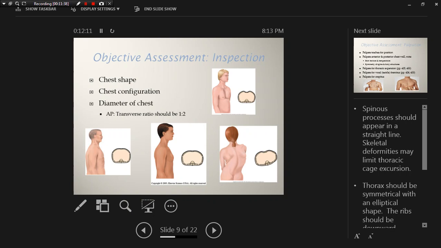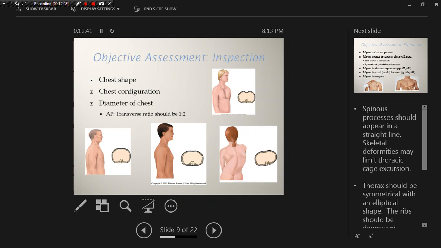An important component to know: a normal diameter of the chest should be 1 to 2, which means if you look at the patient from the side and compare it to the transverse, the sideways view should always be half of the transverse, okay? So the AP to transverse ratio should always be 1 to 2. Looking at them from the side should always be half of looking at them from the front or back.